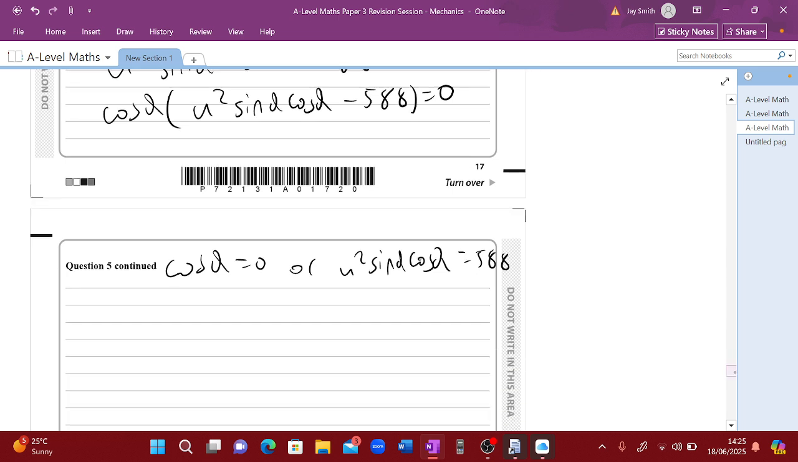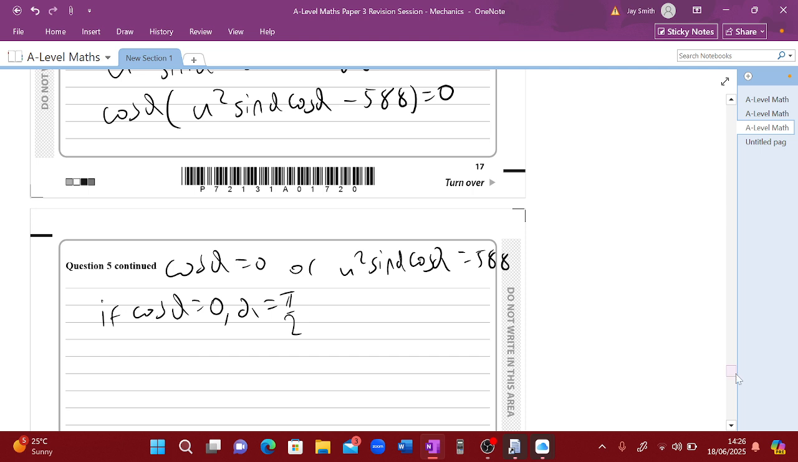But we need to reject this somehow. So what happens when cos alpha is 0? Well, then alpha would be cos inverse of 0, which would be pi over 2. I don't care about the other solutions really, but we'll leave it there. It'd be pi over 2.